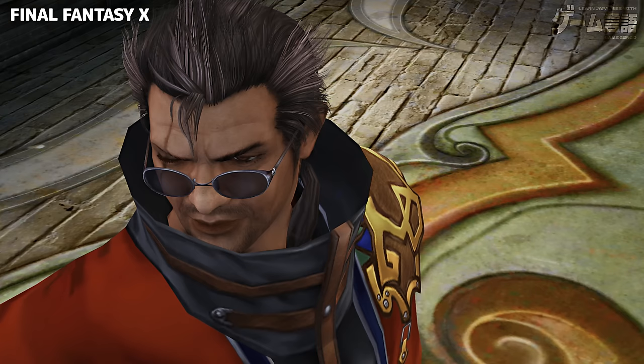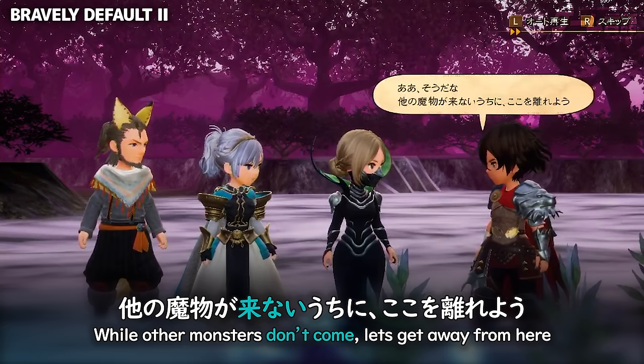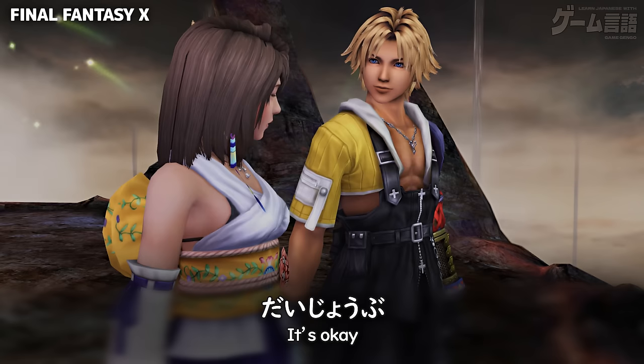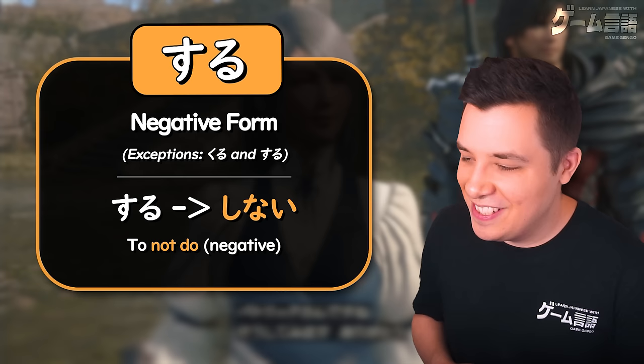好きにしろ. 来るか来ないか選ぶのはお前だ. 他の魔物が来ないうちにここを離れよう. 大丈夫! きっと来ないから.